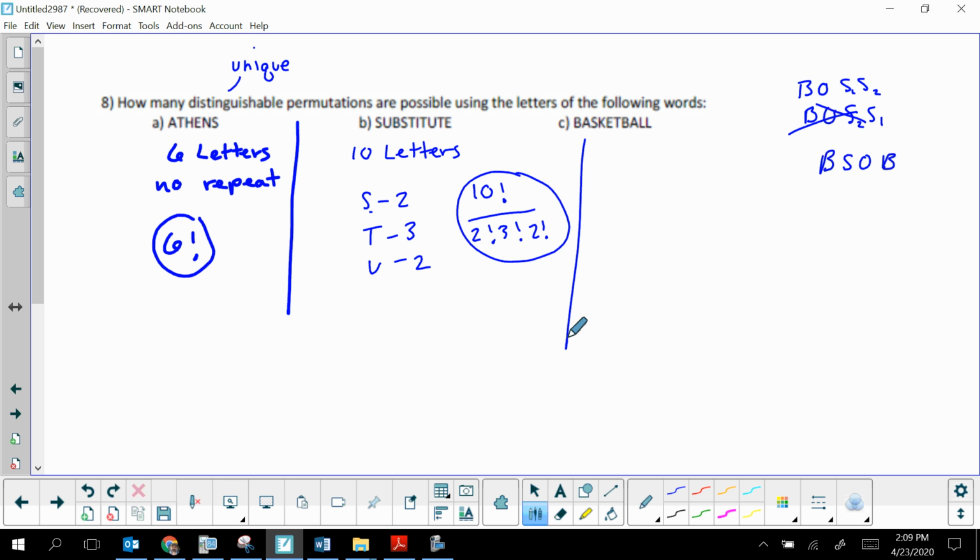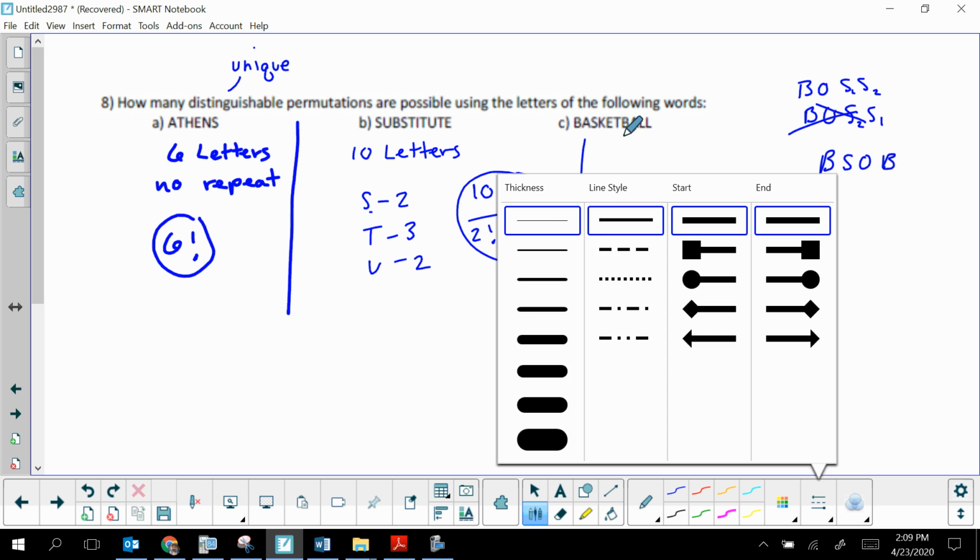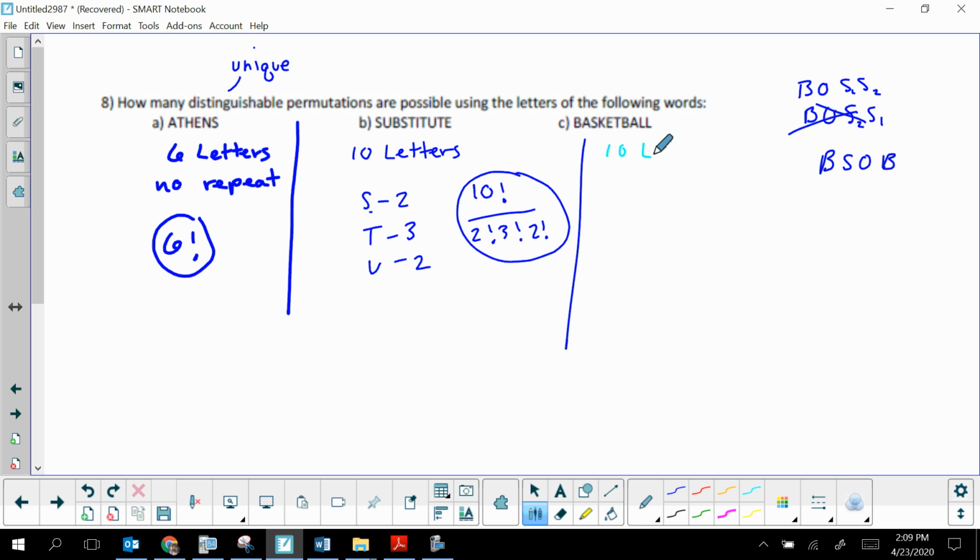One more example just to help make sure you've got the concept down. Right, basketball, same idea. Right, the word basketball has 10 letters. Not all of the letters are unique. Some of them repeat. Right, I have B repeating 2 times. I have the letter A repeating 2 times, and I have the letter L repeating 2 times. All the other letters just occur once.